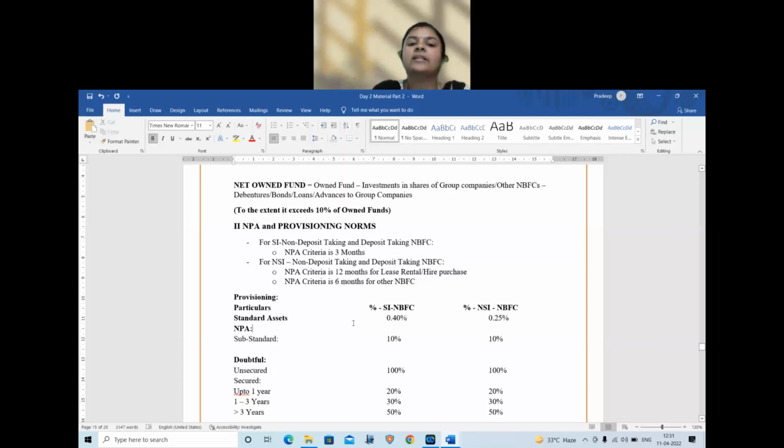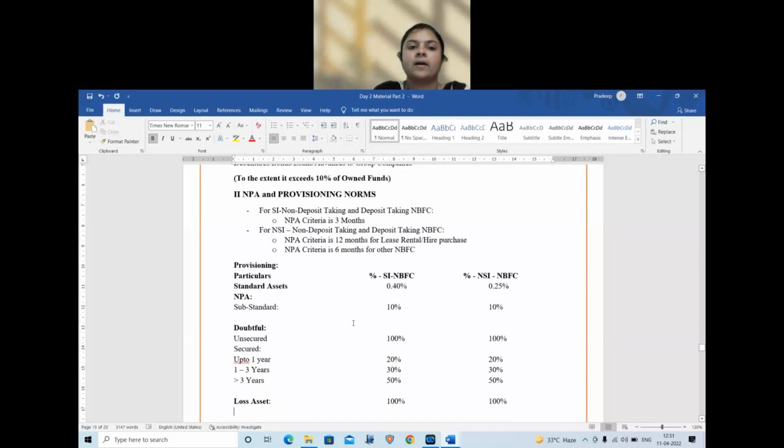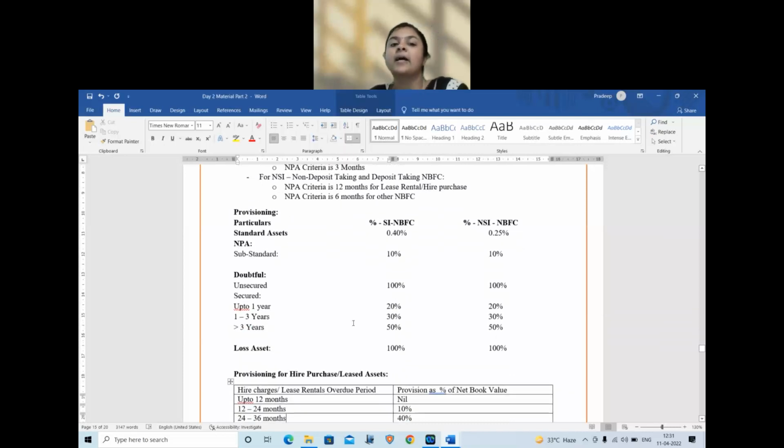So what are the provisioning norms? Provisioning norms are nothing but the provision for bad and doubtful debts that needs to be created on the loans given. Harini, which part do you want me to repeat? I think Harini is asking for some area to be repeated.